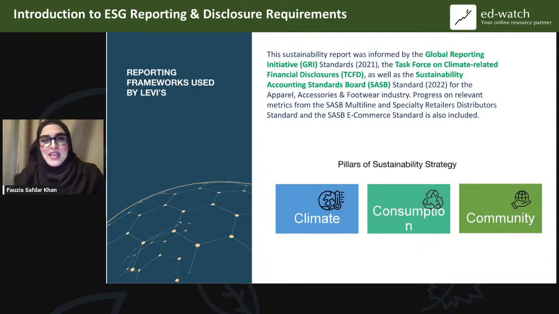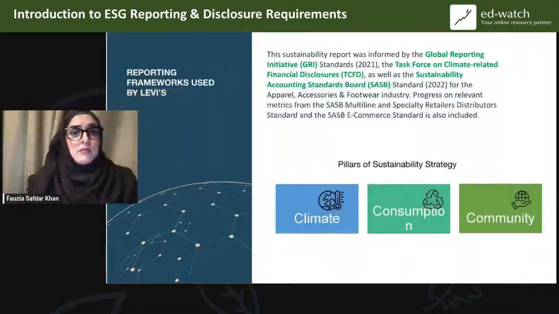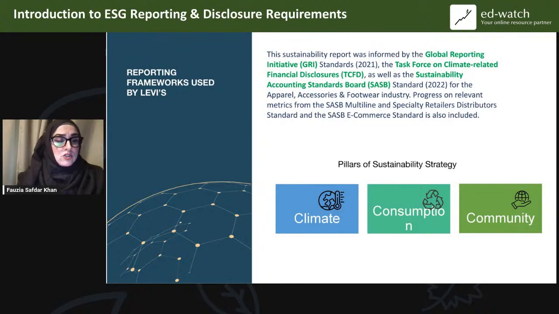So it's actually making one thing very much clear, which I just skipped while I was discussing the frameworks. Any organization can choose one reporting framework to cover all its ESG reporting, or they can choose different reporting frameworks to cover different topics. So Levi's, if you look at it, they have used GRI, they have used TCFD, they have used SASB. Then for SASB, they have used e-commerce standards, multi-line retailers and distributors standards, metrics. So until there is any global baseline, you have this opportunity and authority to decide what reporting framework you are going to use.